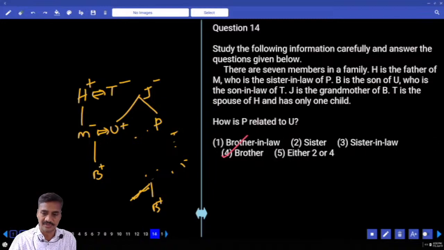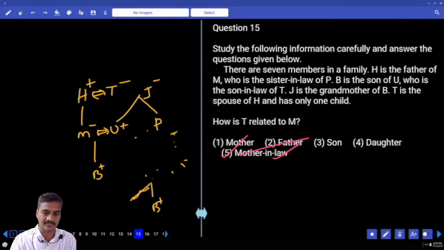The next one, 14th one, how is P related to you? The gender of P is not known. Maybe brother or sister. Brother or sister, 2 or 4, choice fine. And how is T related to M? M's mother. Mother, that is choice 1, question number 15.